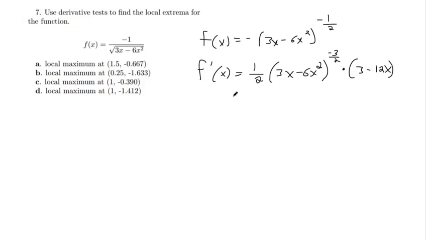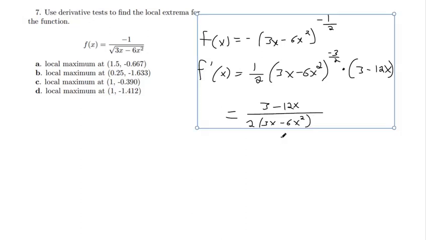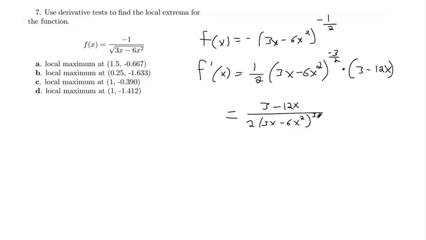So there's our derivative. We could clean it up a little bit. We could keep this in the numerator, 3 minus 12x. That's a negative exponent, so now that we're done taking a derivative, let's put that back downstairs. So this is our derivative. We want to set that equal to 0 and solve.